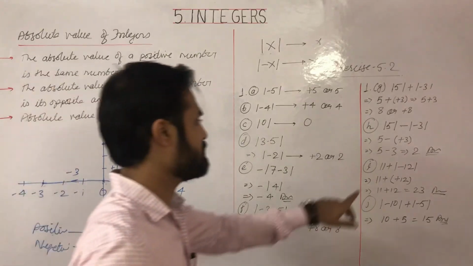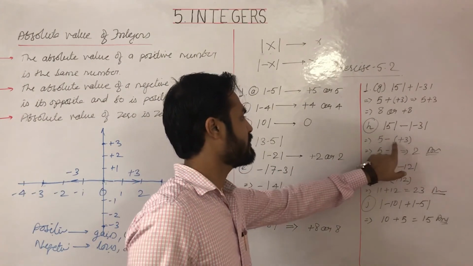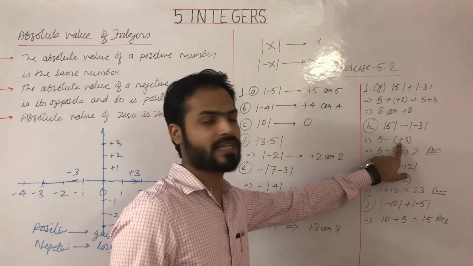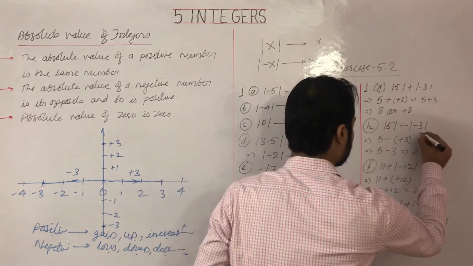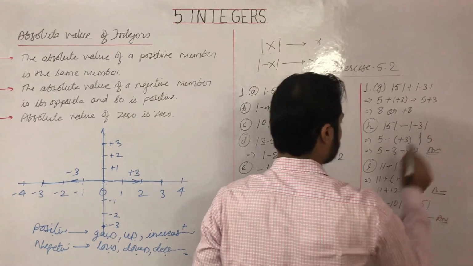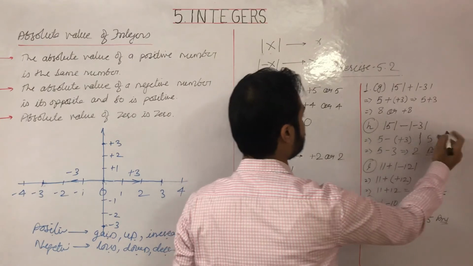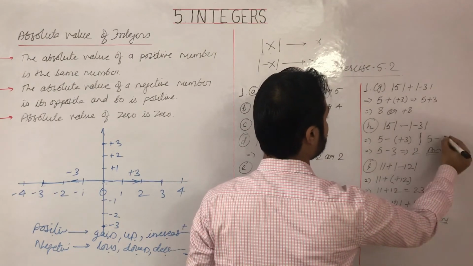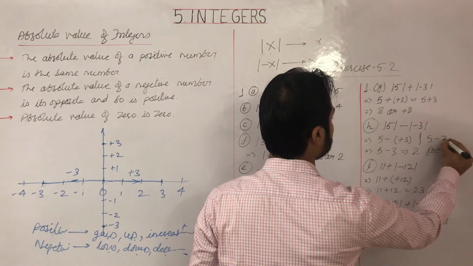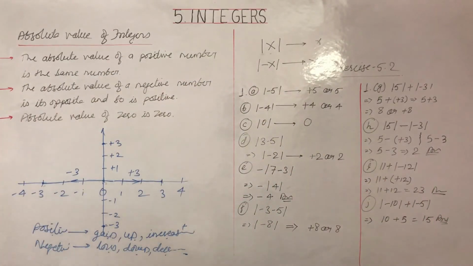And please remember that this bracket is only for the representation of this positive sign, or you can also write it like 5, absolute value of 5 is 5, minus absolute value of minus 3 is 3. The answer will be the same, right?